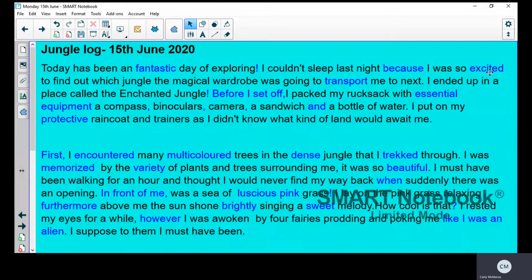It's important when you're doing a jungle log or a diary to say how you were feeling at the different points of your day. Now, it said here the wardrobe was going to where the wardrobe was going to transport me to next.